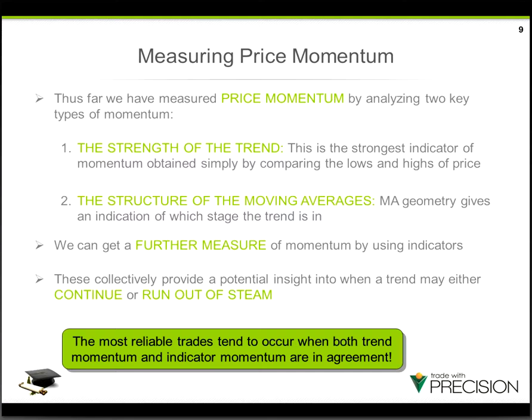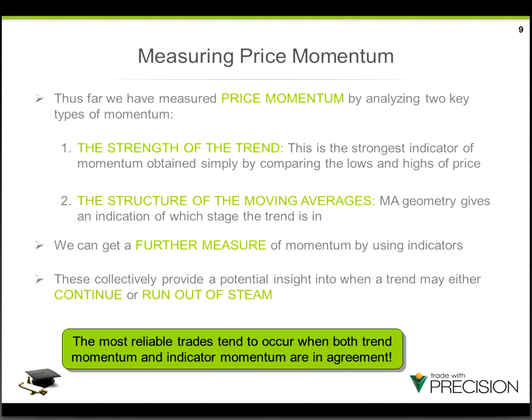Okay, so first, as we've been talking about, we need to determine a strong trend by comparing the highs and the lows of price, and the price action is what determines the trend, not the indicators or the moving averages. Okay, and then we want to see the structure of the moving averages to determine which stage the trend is in. Is it early stage or late stage? Since we don't want to be joining a trend late in the cycle.